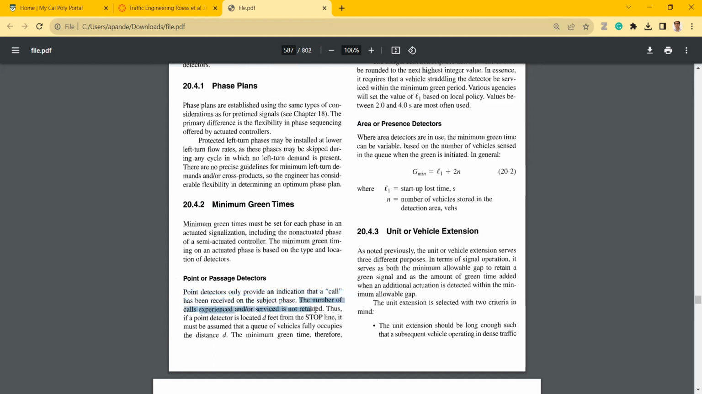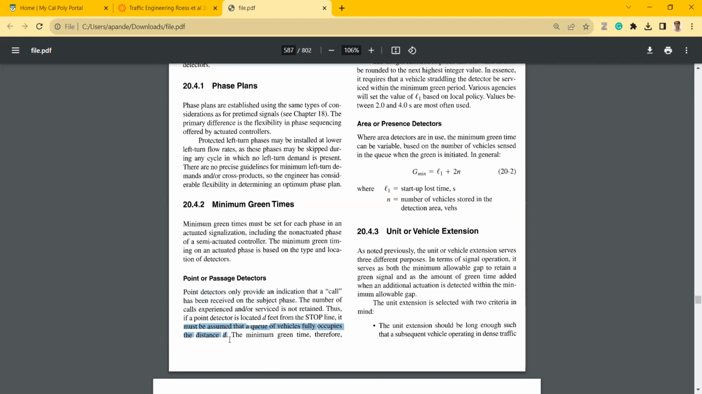How many number of calls, experience, or service is not retained? If a point detector is located d feet from the stop line, it must be assumed that the queue of vehicle fully occupies the distance d. So basically, what you're assuming here is that if vehicle had the space available, so let's say you place the detector d feet away from the stop line, right?